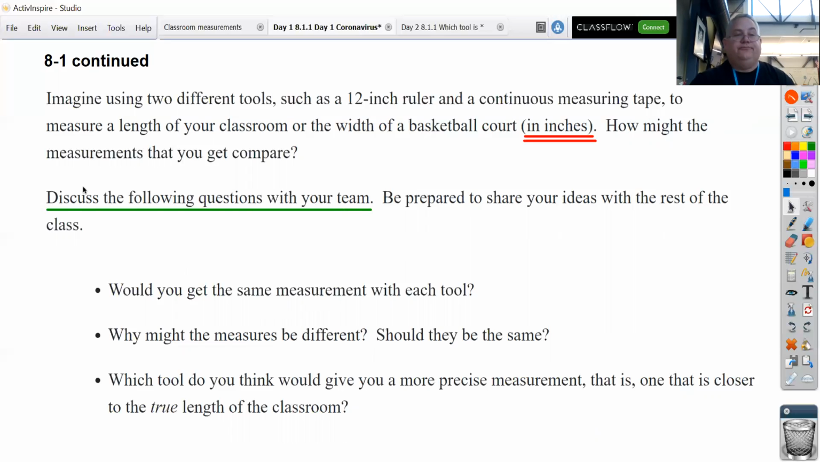All right, so discuss the following questions with your team. Well, for you, I guess you're just going to have to think about how you might answer these if you had a team. Would you get the same measurement with each tool? Why might the measures be different? Shouldn't they be the same? Which tool do you think would give a more precise measurement? That is, one that is closer to the true length of the classroom. So pause your video for a second and ponder those questions.